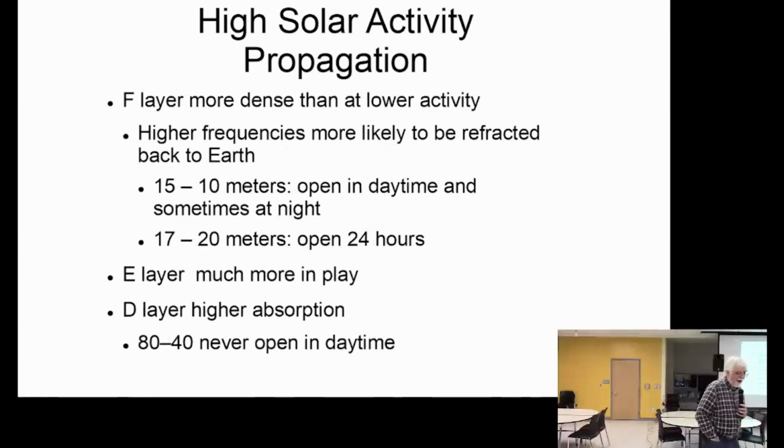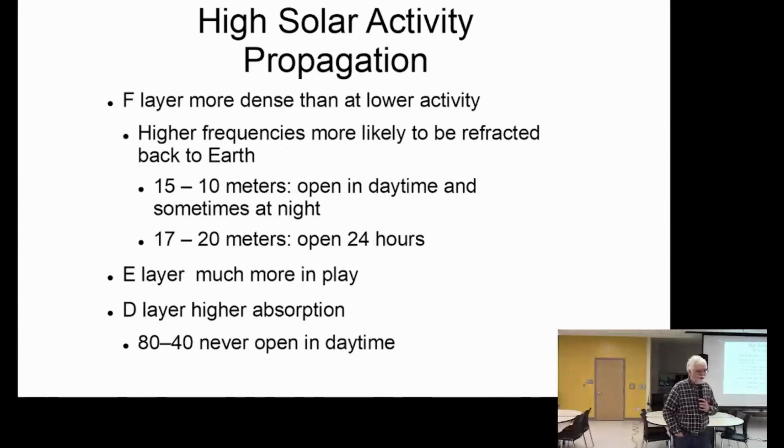High solar activity propagation is the opposite. The F layer is more dense. Higher frequencies are more likely to be refracted back to Earth. 15 to 10 meters is open in the daytime and sometimes at night. And lately, 15 has been open at night. I don't think 10 has been all that open at night. Back in 1959, which was the highest solar cycle ever, 10 meters was open all the time.